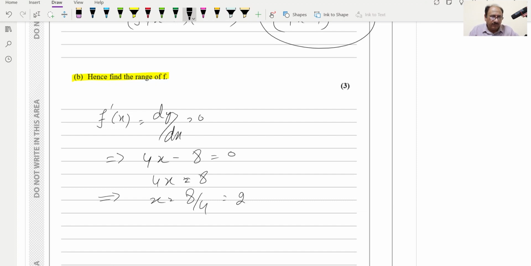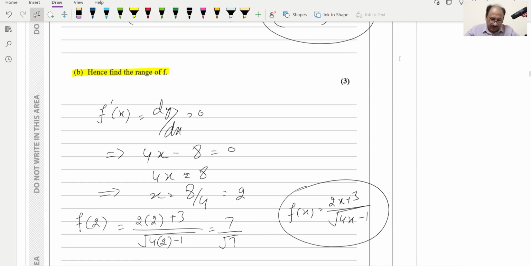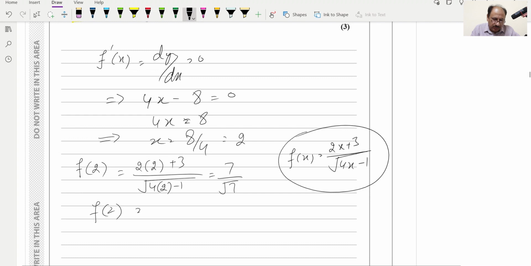Now this value of x we can replace in f of x. So f of 2 we will be finding, and that will be equal to basically f of x is what? F of x is equal to 2x plus 3 over under root of 4x minus 1. So this is basically our f of x. So in this one we will be replacing x as 2, so it will be 2 into 2 plus 3 over under root of 4 into 2 minus 1, and this will be equal to 4 plus 3 will be 7 over under root of 7, okay, so finally this will be f of 2 is equal to under root 7.